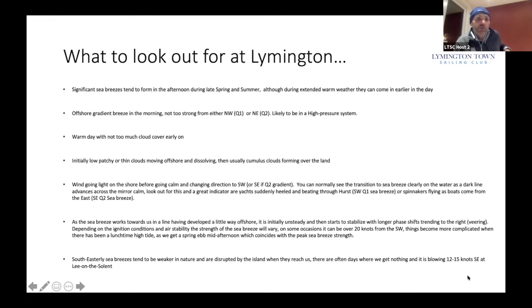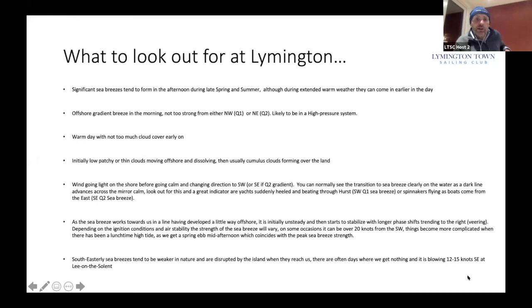Now, you're probably better viewing this on Milford Cliffs, really, more than in the Solent, as the cloud moves out and dissolves. And then usually cumulus clouds will form over the land. Now, sometimes they might not if the air is really dry. You can still get the sea breeze effect going on. You just won't necessarily get the telltale cumulus clouds, but more often than not, you'll get some cumulus to show you over the land.